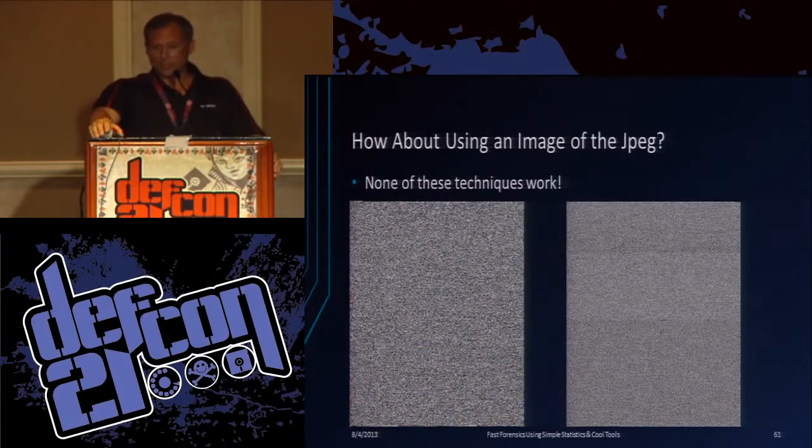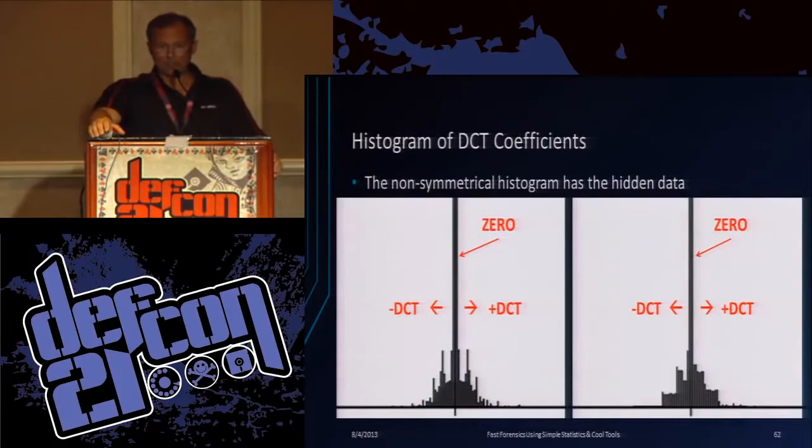Well, how about an image of the JPEG? That doesn't work. However, if we decompose the JPEG into its DCT coefficients, and then take a histogram of that, which is where we're hiding, then it's quite obvious that on this side it's very matching, which is normal for a JPEG. They don't match exactly. I know these look like they're exact, but if you look at the raw numbers, they're not exact, but they're generally close.